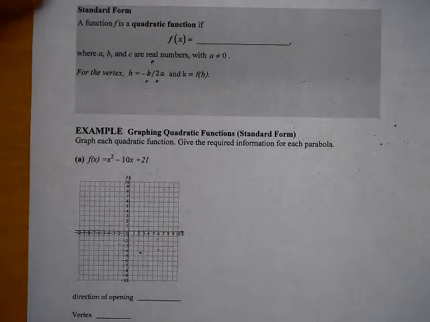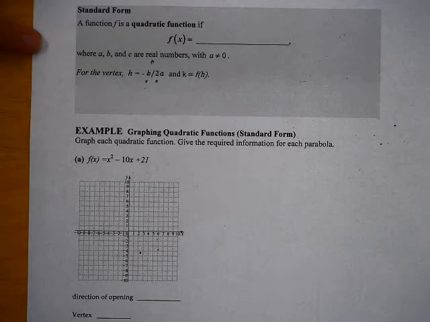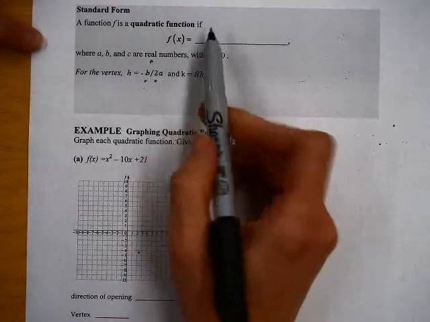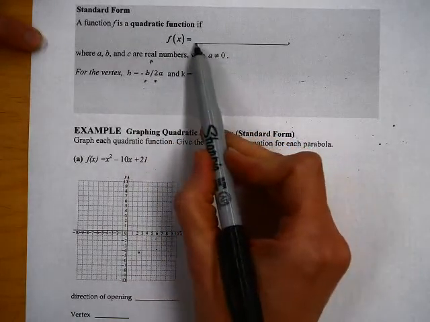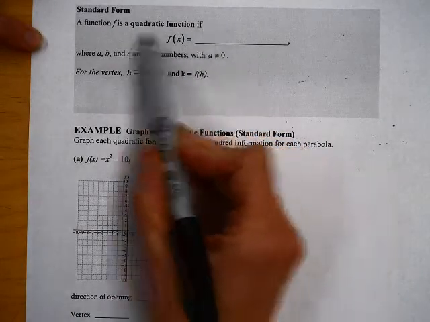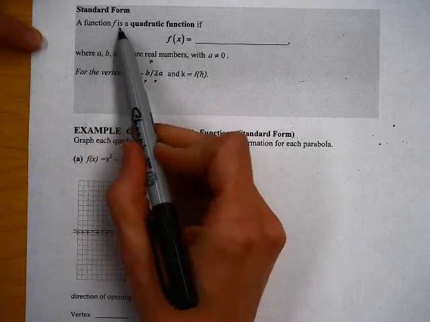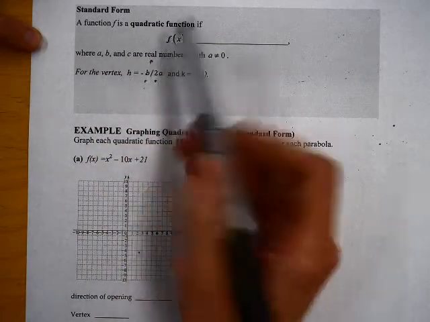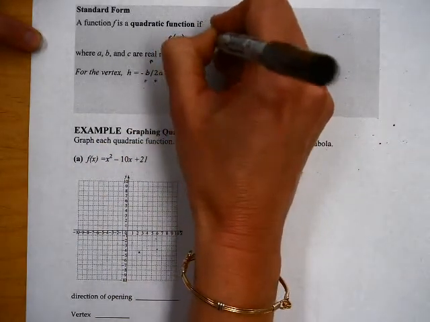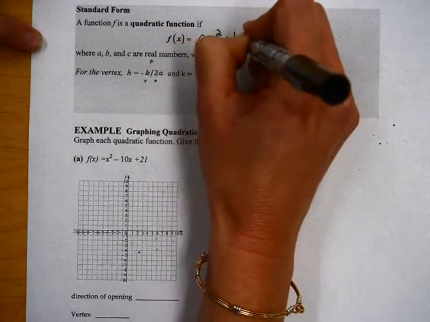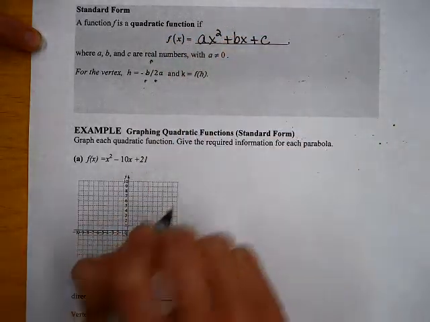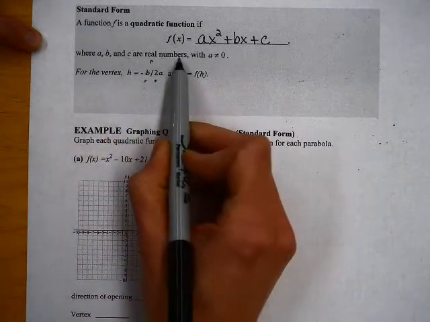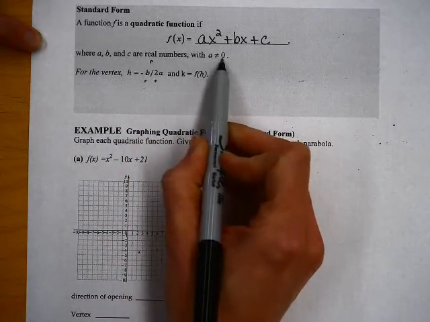Okay, so this is part 2 of section 3.1, and now we're going to talk about standard form of a quadratic function. If you will fill in with me on your note page here, fill in the blanks with me as we talk about it. A function f is a quadratic function if f of x equals ax squared plus bx plus c, where a, b, and c are real numbers with a not equal to 0.